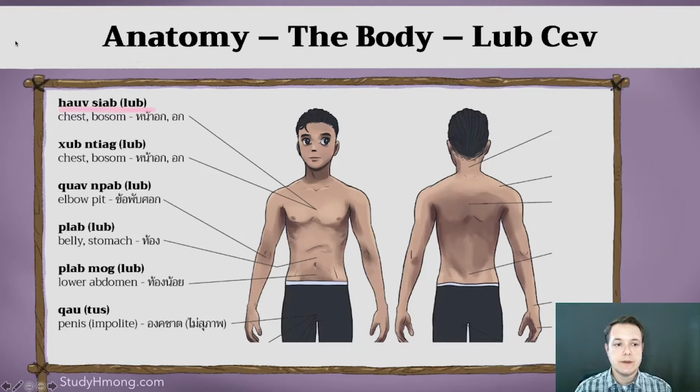Okay, on our next model we have the word hao xia. Classifier is lu. That refers to this whole center chest area. There's another word that's similar but not the same, is sun dia. Classifier is lu, and that refers to essentially in front of the person.